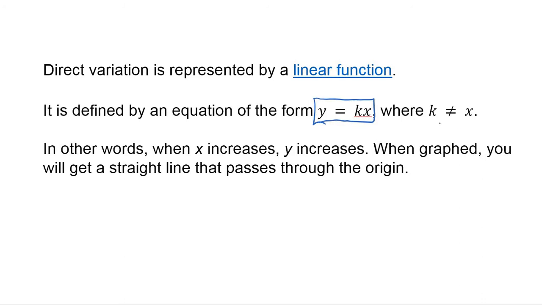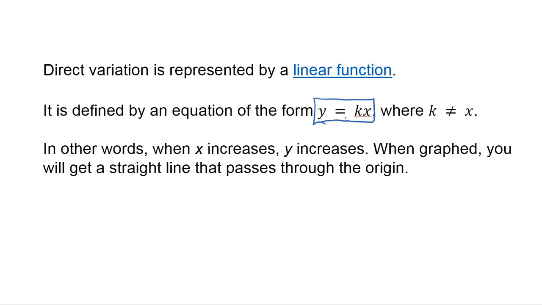Now k cannot equal x, or that would be x times x squared. So they're just lines, but notice the y-intercept is 0, so they have to cross right through the origin. A simple way to think of this: direct variation is, as x goes up, y goes up. As x goes down, y goes down, right? They're doing the same thing. When you graph them, you get a nice straight line that goes through the origin.